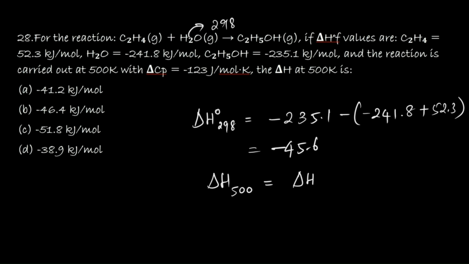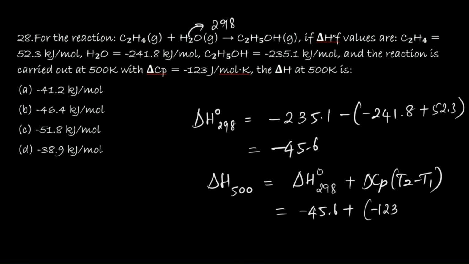So delta H at 500 is equal to delta H naught at 298 plus delta Cp times (T2 minus T1). We have to put the value found, minus 45.6, plus delta Cp, which is given as minus 123, and the temperature difference 500 minus 298, which is 202. This will become minus 46.4 as your answer.